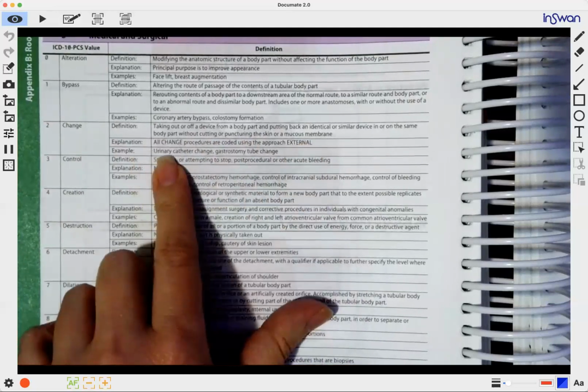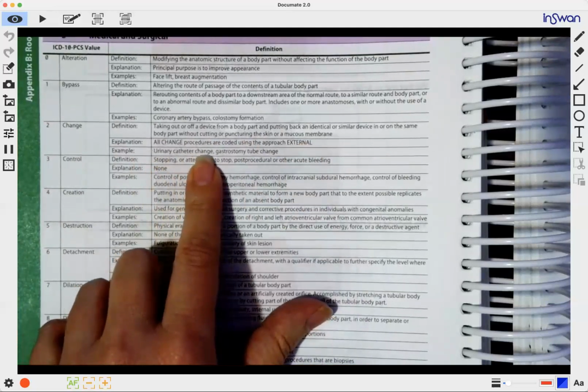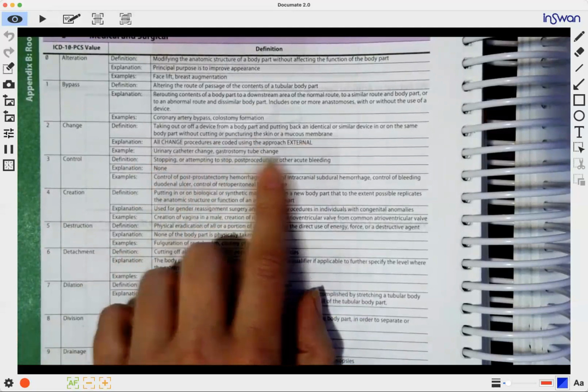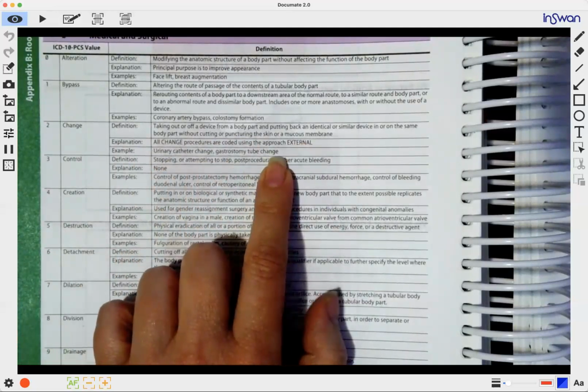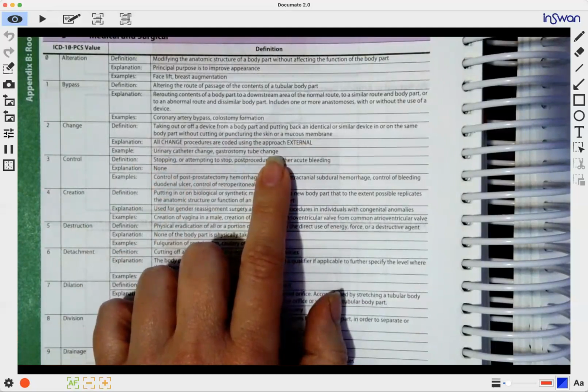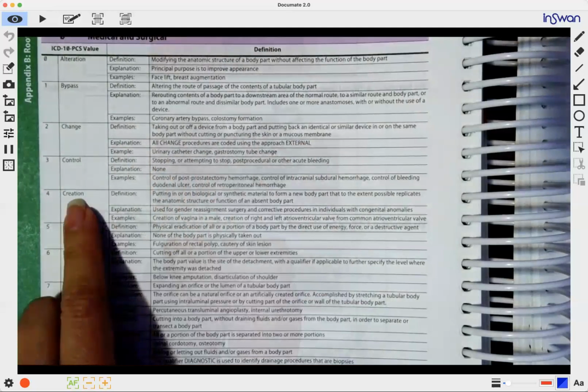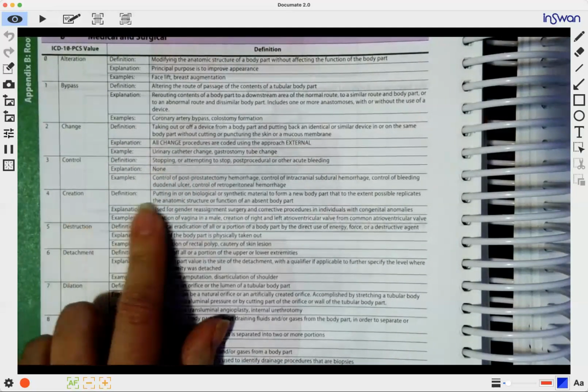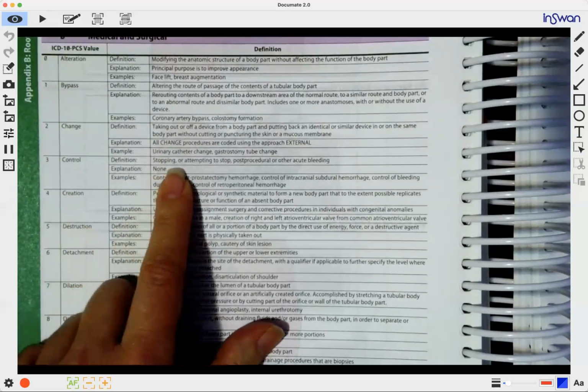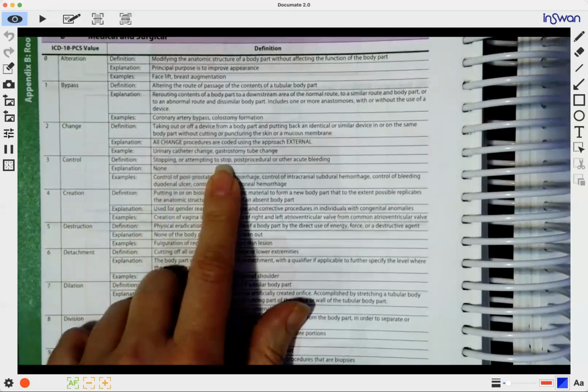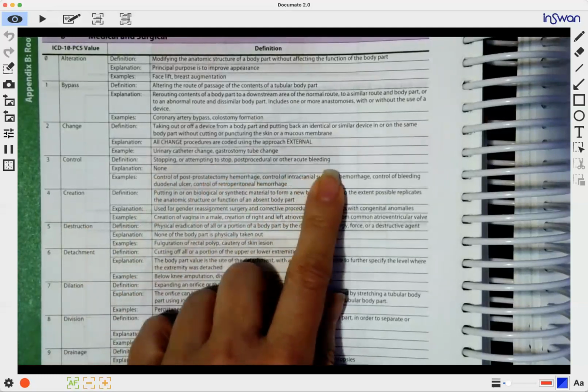And they give you some examples: a urinary catheter change, a gastrostomy tube change. So they're just changing the device. They're doing it externally, no cutting or puncturing. Next, we have control, stopping or attempting to stop post-procedural or other acute bleeding.